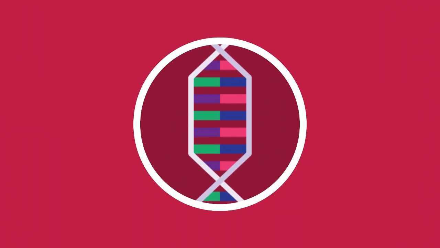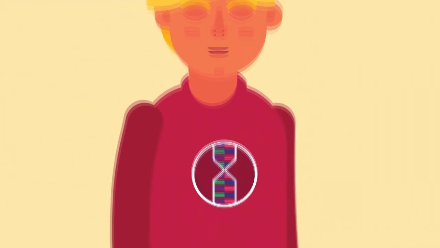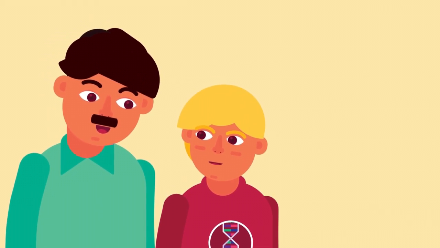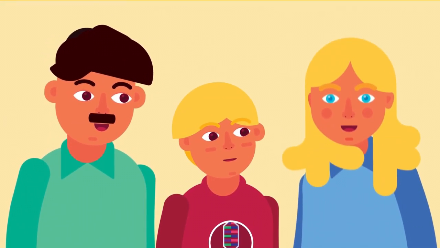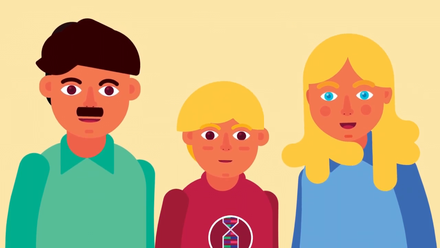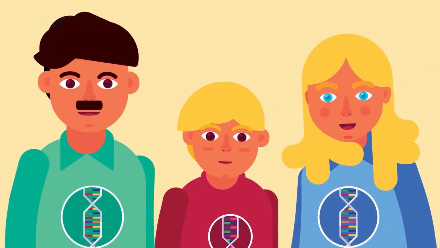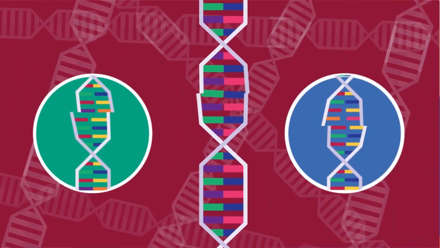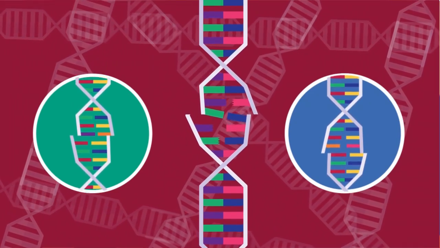DNA contains hereditary information that is passed on to you from your parents. If you and your father have the same color of eyes or your hair is as silky as your mother's, this is because of the DNA that you inherited from your parents. Even many diseases are passed on from generation to generation because of DNA.